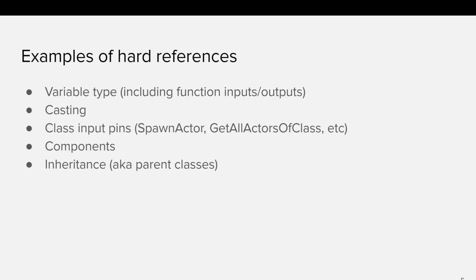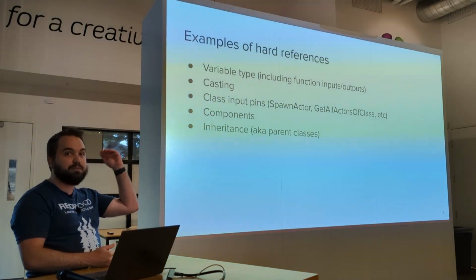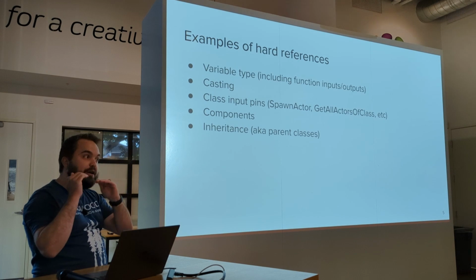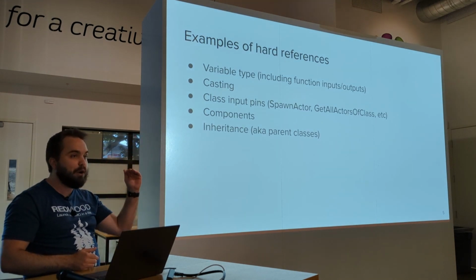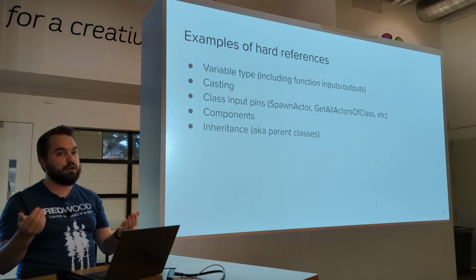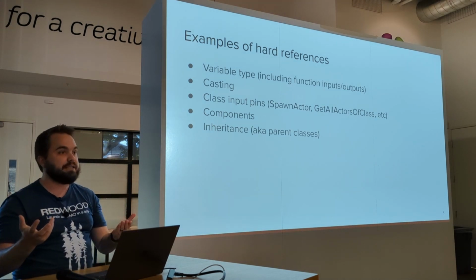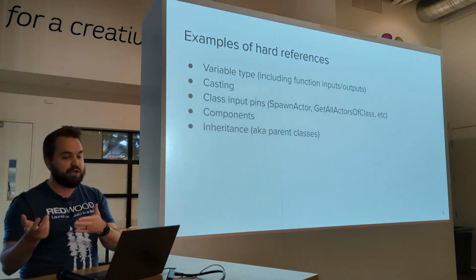Any input pins to functions where you specify which class you want, like spawn actor, are hard references. Components are too: skeletal meshes, the materials that you say you want to use for the skeletal meshes, anything in the components of a blueprint. And then inheritance: child classes have a hard reference to the parent classes. We have to load the parent class for the child class to work.